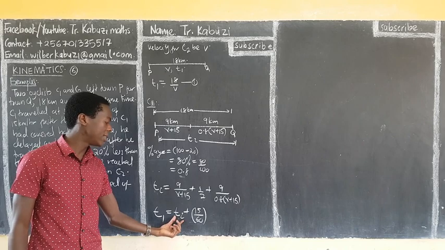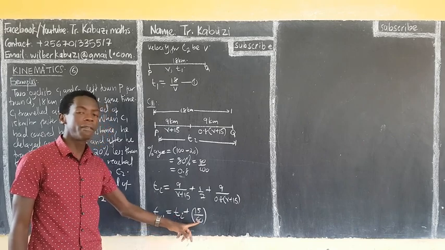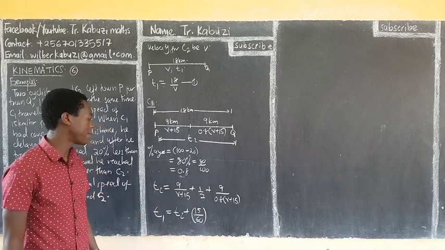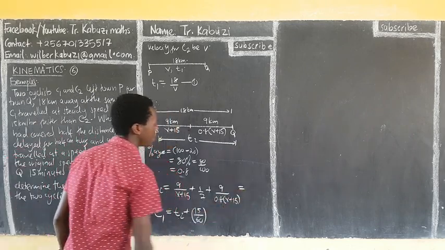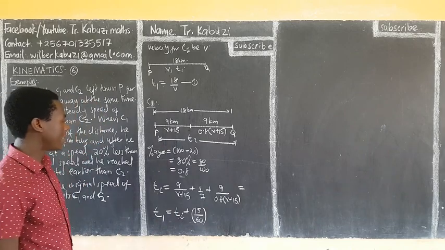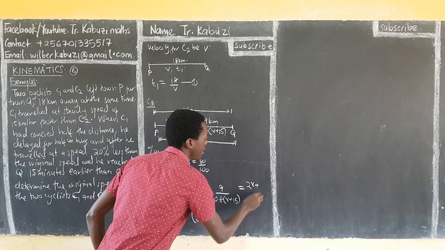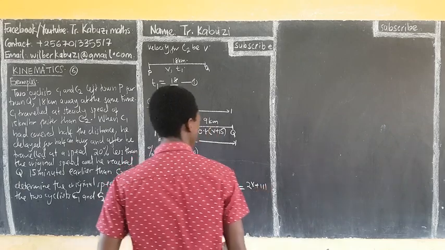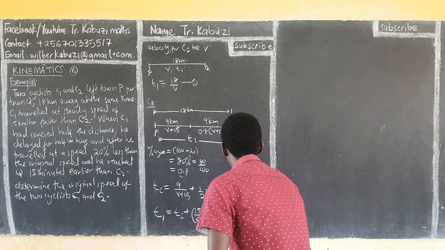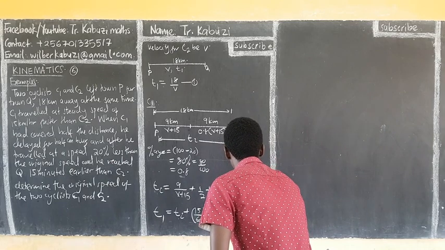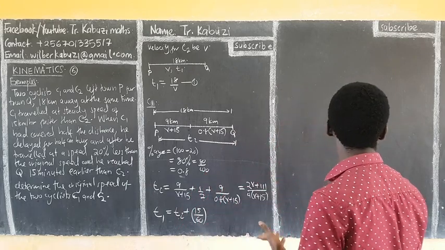So if this one uses T2, it means that T1 is going to be, I'm going to add on 15 minutes, but then convert in hours. So we have this. So let us see how we simplify this. To simplify this, we are going to get 2b plus 11, the whole over 4 into b plus 15. That's how we can simplify that.